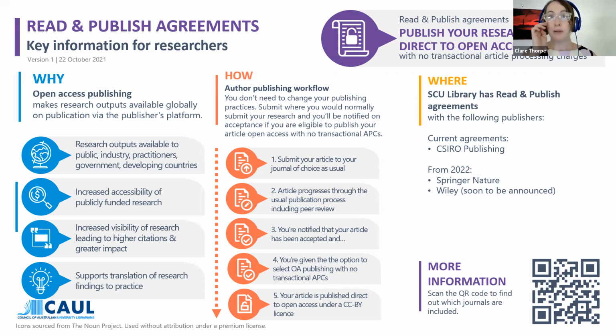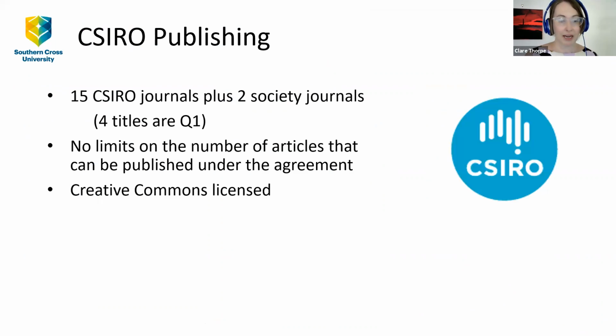So we have one small agreement and two large agreements coming in 2022, which I'm going to just take you through very briefly. The first small agreement is actually currently available now to you, and this is with CSIRO Publishing. So many of you, particularly in the life sciences, will be familiar with CSIRO's journals. There are 17 covered by this agreement, including 4 that are ranked in Scimago at Q1. There are no limits on the number of articles that you as researchers can publish under this agreement, and there are Creative Commons licensing options for you to assign to your work as the authors.